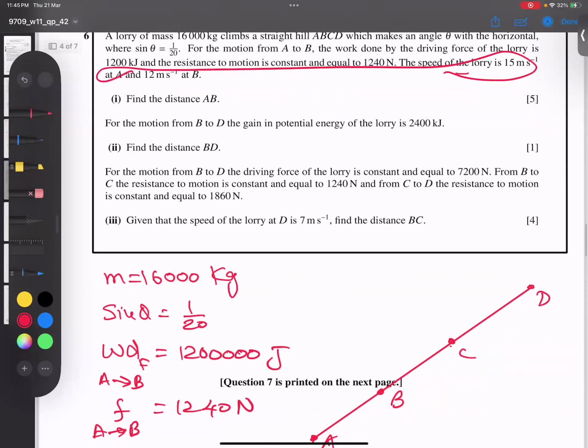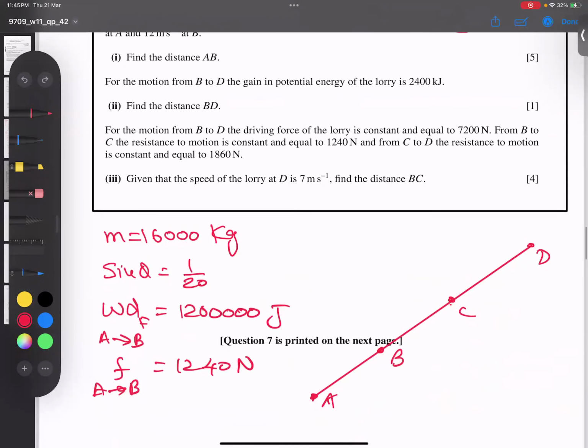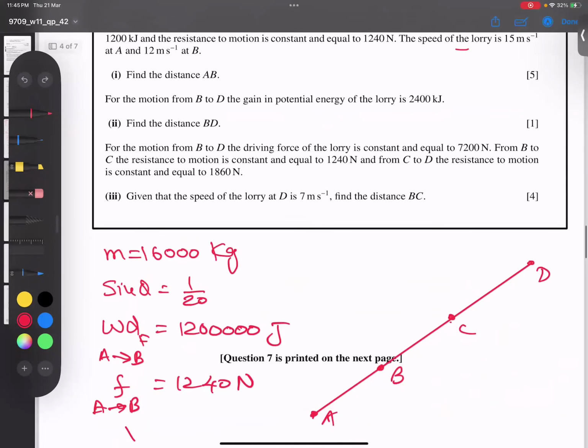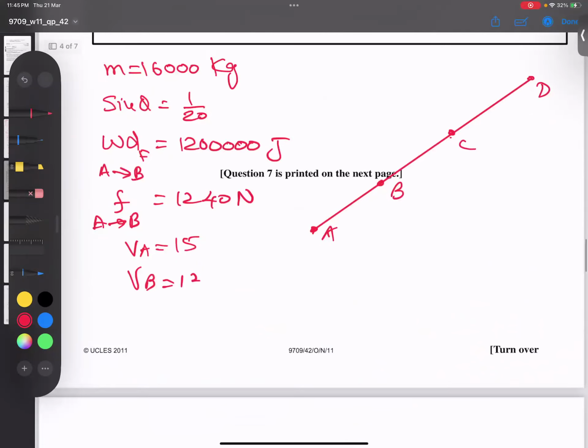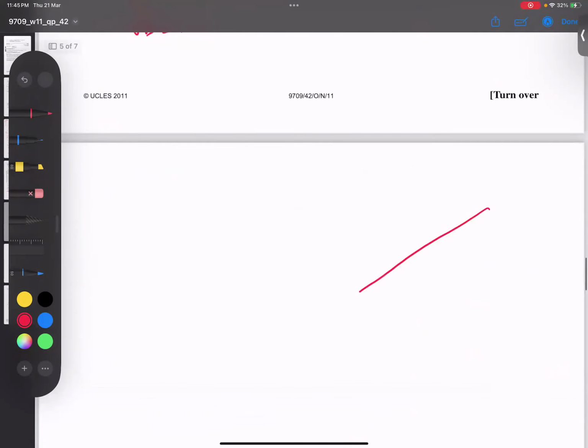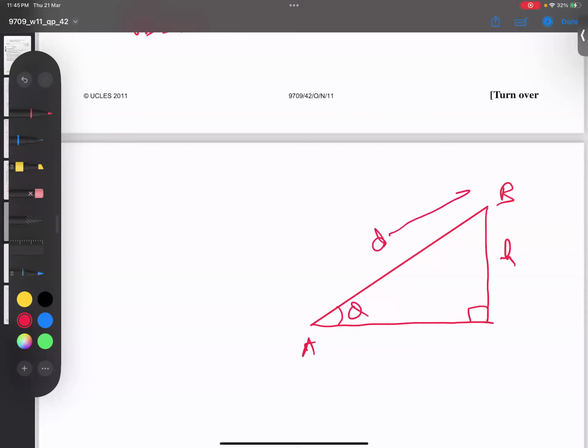So the work done by friction force from A to B is 1240 newtons. The speed of the lorry at A is 15, and the speed at B is 12. So let's apply the magic formula on A and B only. I make this triangle very clear. This is the height, this is theta, and this is the distance from here till here.